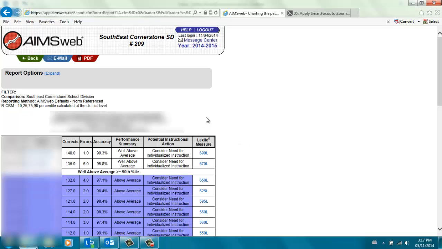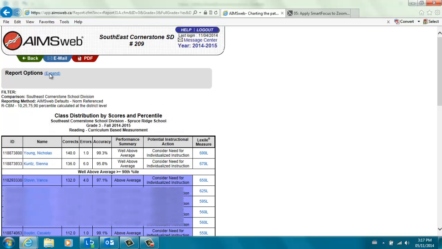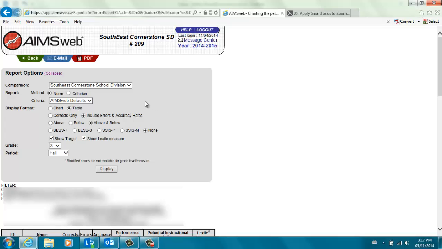The first thing that you should do in order to make sure that you're looking at what we would like you to look at is in this report options box, please click the expand. The first thing to take note of is that there are two methods for printing the report. The first is norm, the second is criterion. We would like you to select the criterion report. There's only one set of criteria that we use for that report, and those are the AIMSweb defaults.